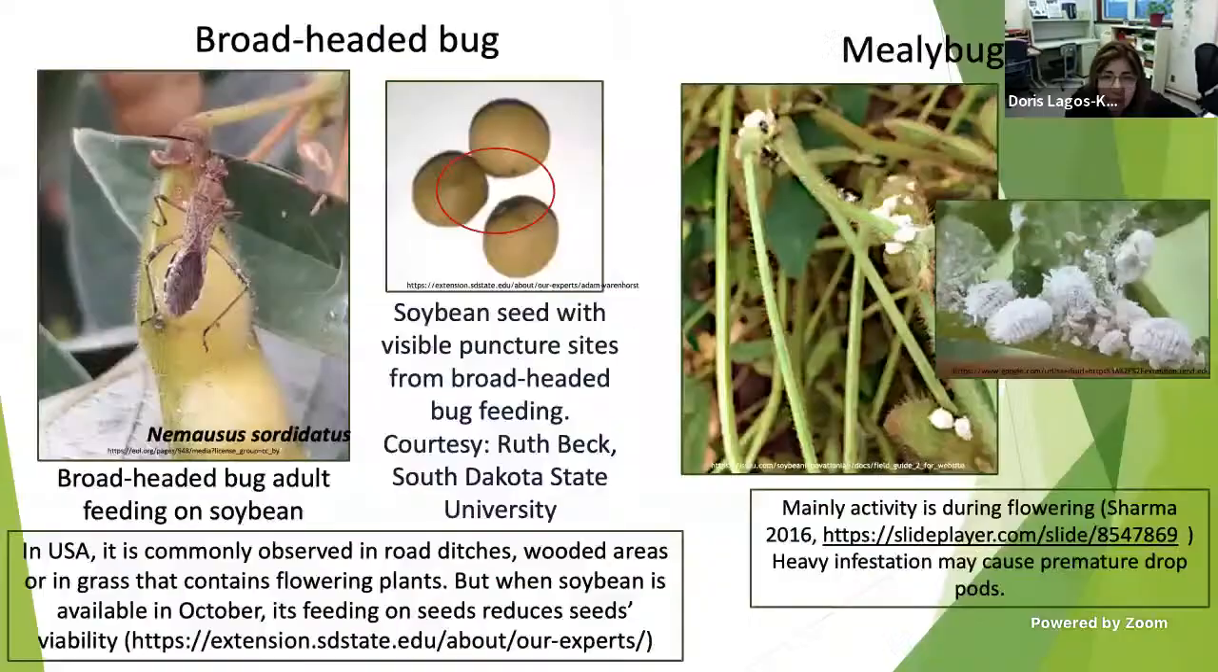Continuing, I want to go with these insect pests, the broad-headed bug and mealybugs. They haven't been cited as a threat for soybeans, but when they feed on soybeans, the broad-headed bug can damage the seeds and reduce their viability. And the mealybugs look on the plants like cotton balls, but if you look closer, they like the juice of the plants, and they develop into big juicy insect balls.